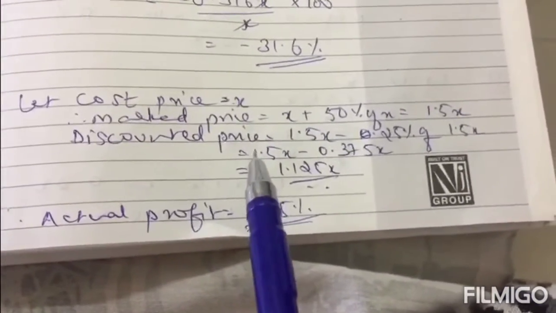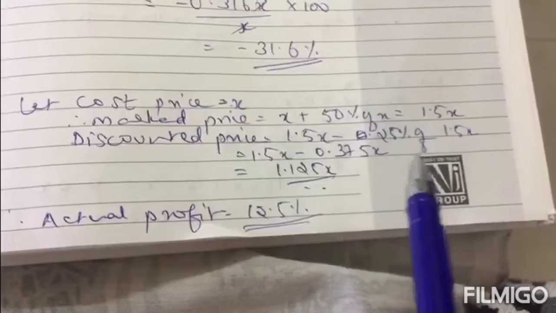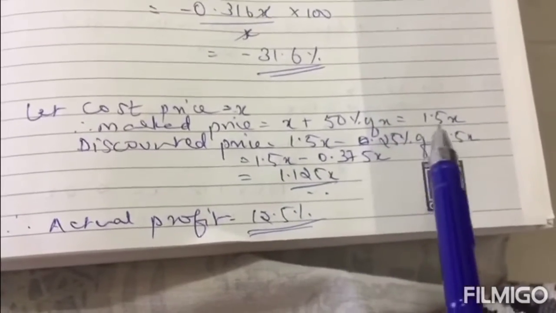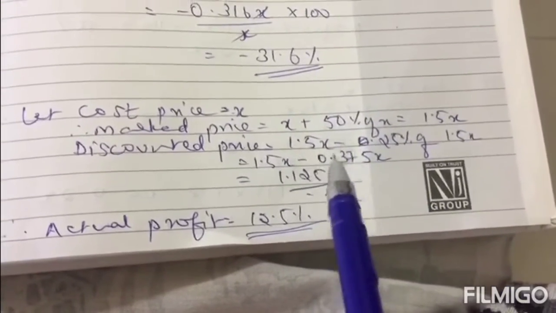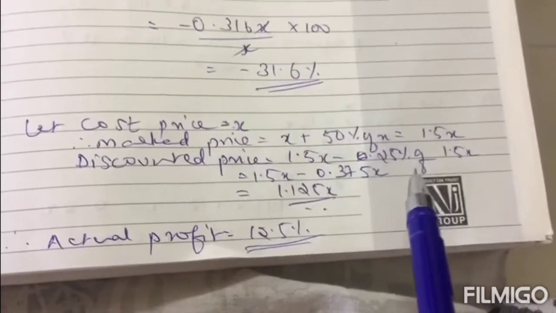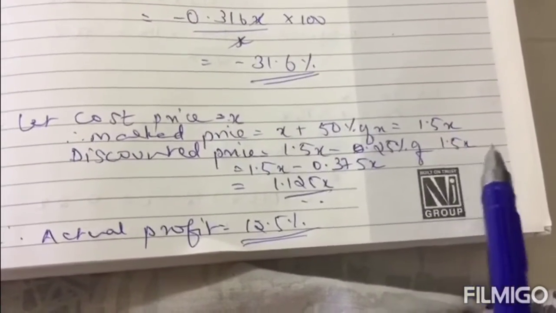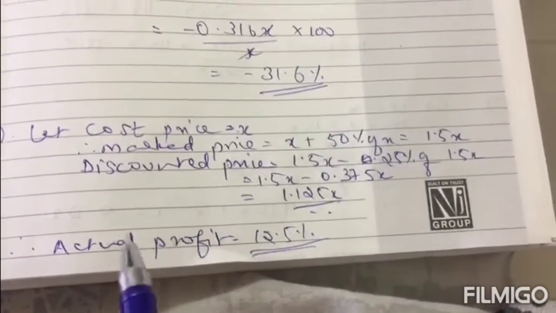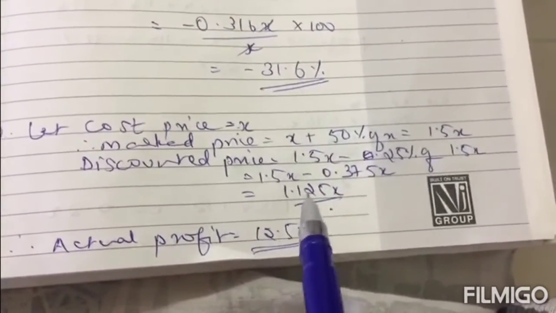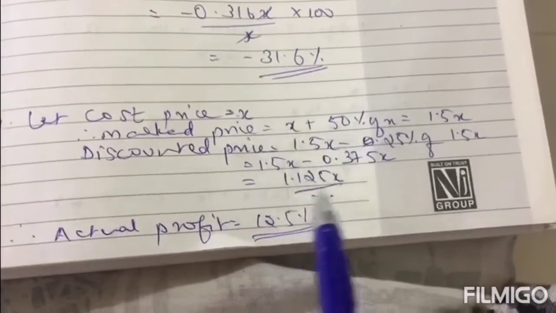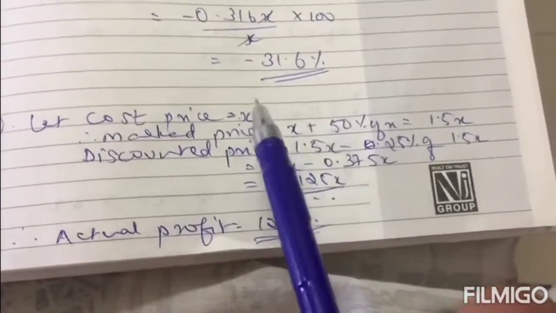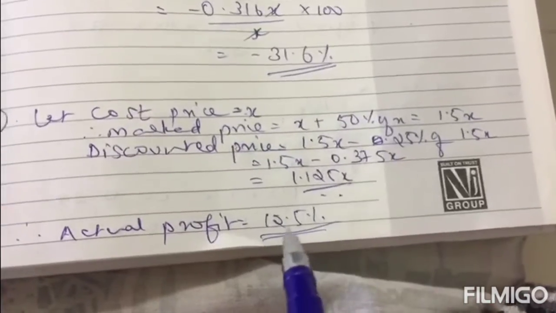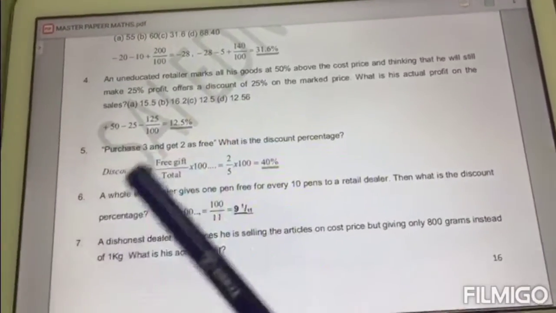What is the discounted price? He's offering a discount of 25% on the marked price, which is 1.5x. So 1.5x minus 25% of 1.5x, which is 1.125x. Okay, so what is the actual profit? Actual profit is the discounted price, that is the final selling price, minus x divided by x into 100, which if you work out will be 12.5%, right? Alright, so let's move on to number 5.